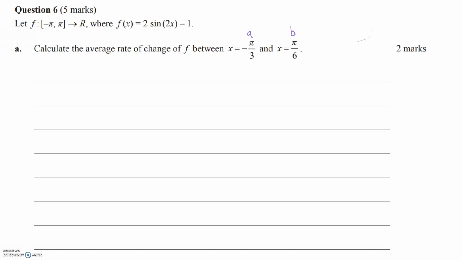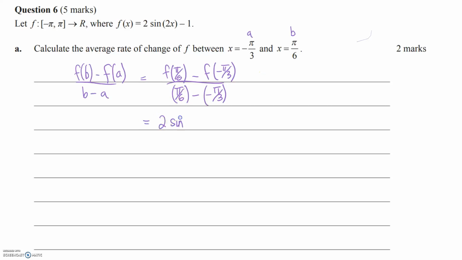Okay, so I've labelled up my A and my B value for this. All I'm going to do is the average rate of change formula, which is f of B take away f of A, all on B take A. Now in this case, this is going to be f of B is f of pi on 6, take away f of A, which is negative pi on 3, all over pi on 6, take negative pi on 3.